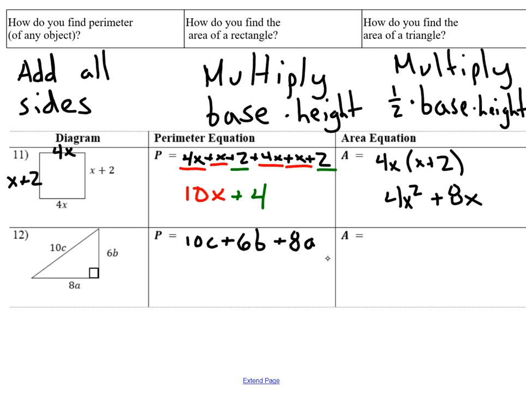The area is 1/2 the base, which is 8a, times the height, which is 6b. So I can multiply 1/2 times 8 times 6. So 1/2 times 8 is 4. 4 times 6 is 24. And then a times b is just ab.